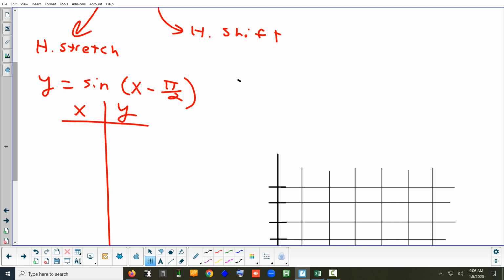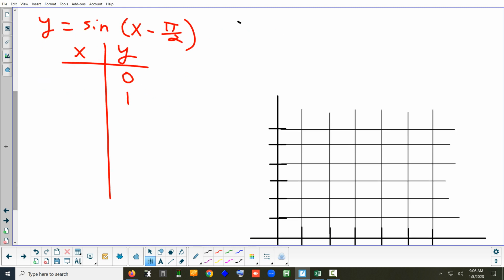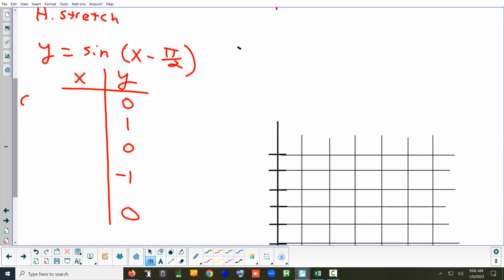So shifting left and right. What column stays the same when we shift left and right? Yeah. The y's. So my y values for sine are 0, 1, 0, negative 1, 0. My original x's are 0, pi over 2, pi, 3 pi over 2, 2 pi. And Eileen, am I going to add or subtract something to all of those?